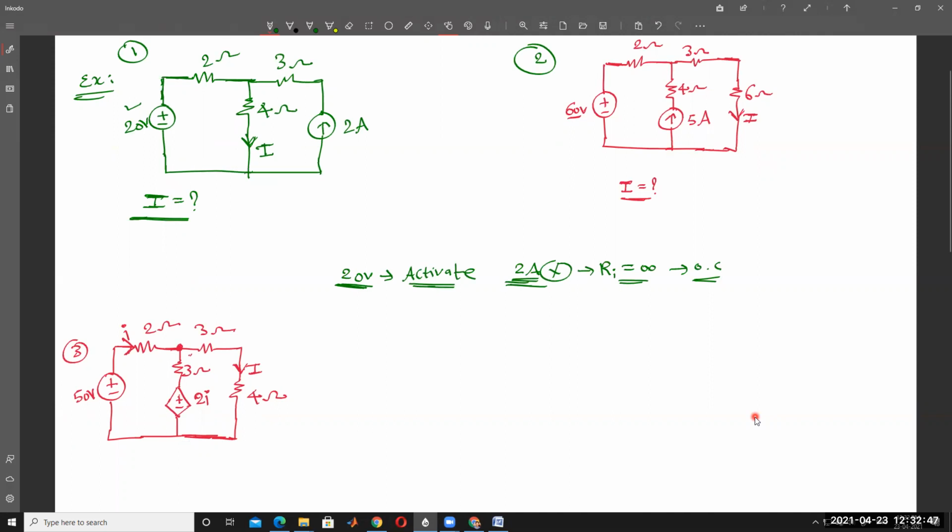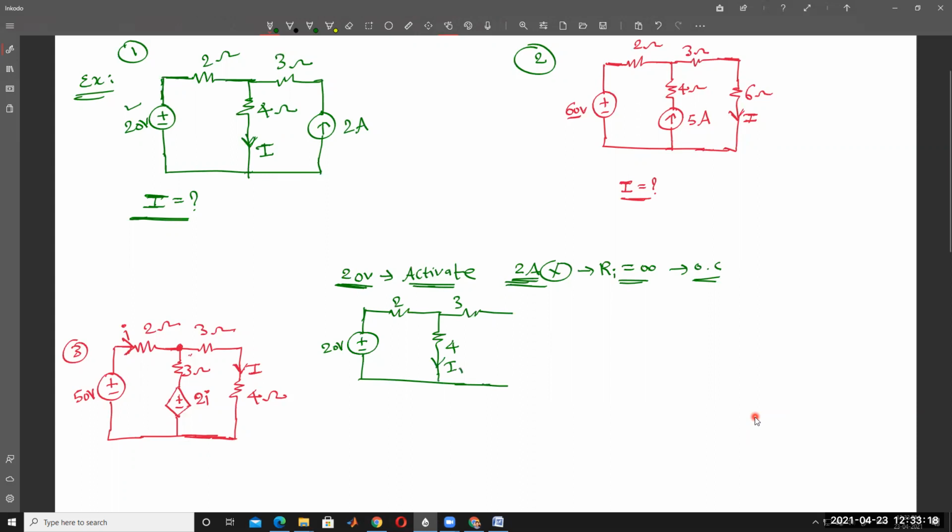Activate this source like this, plus minus, same circuit. Here 2 ohms, here 4 ohms, here 3 ohms. And this is 20 volts. Here 20 volts, 2 ohms here, 3 ohms here, 4 ohms here. This current is nothing but I1.